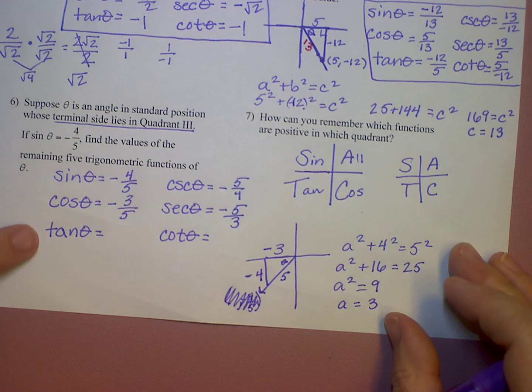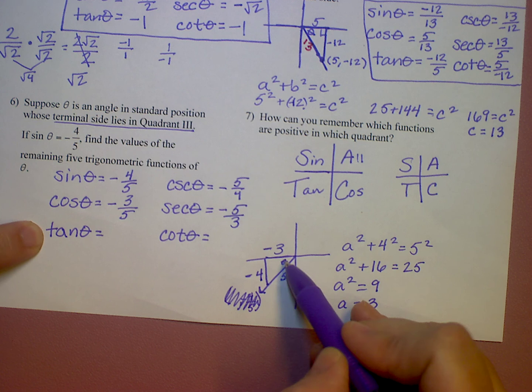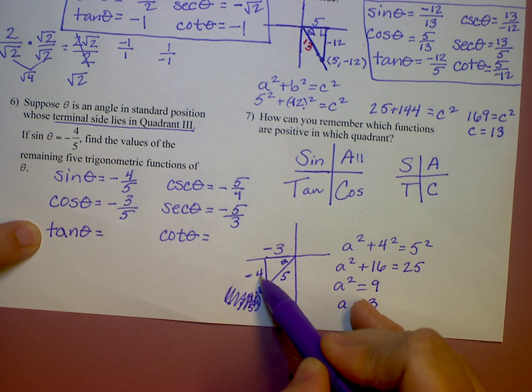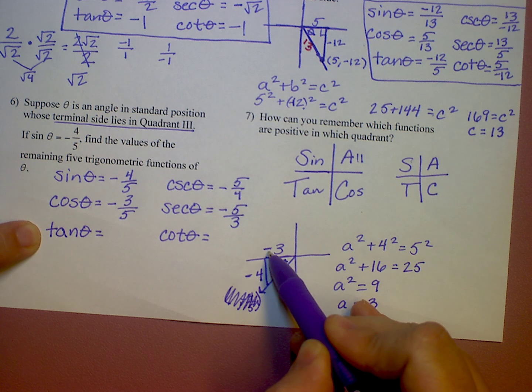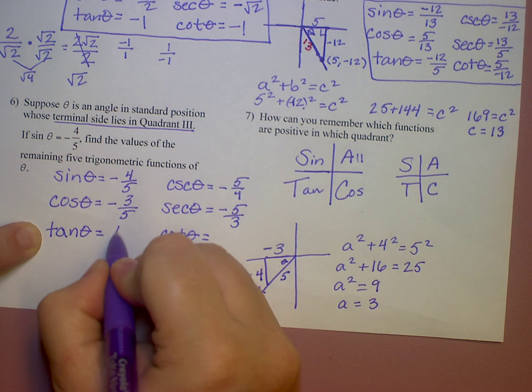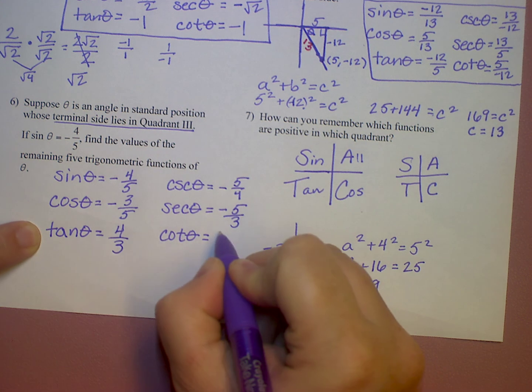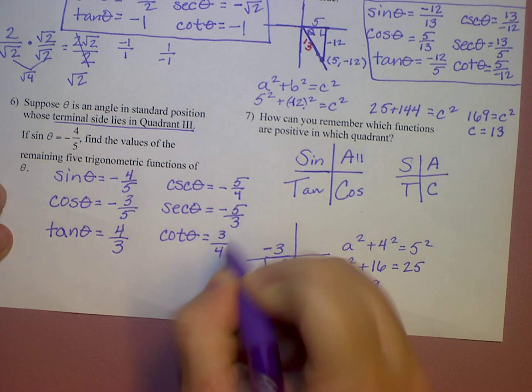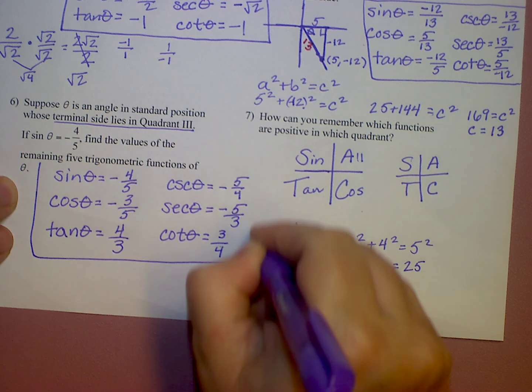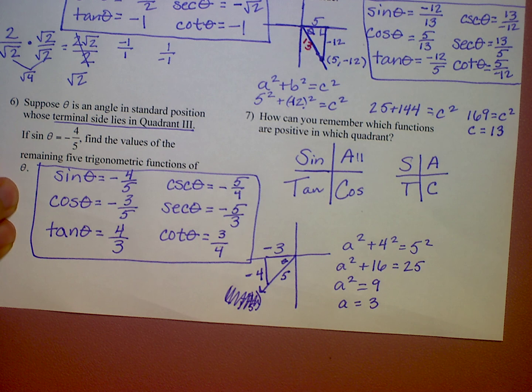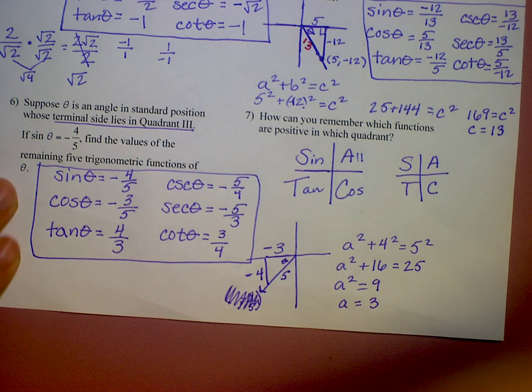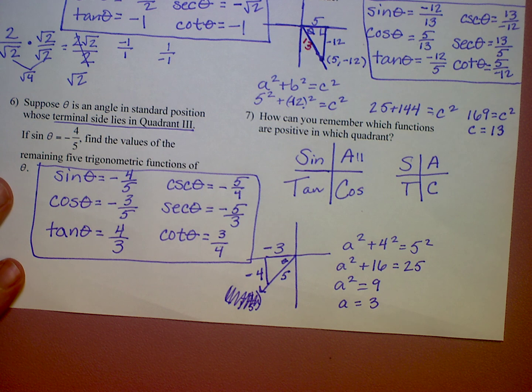And then finally tangent is opposite over adjacent. Negative over negative makes a positive. That is 4/3. Therefore cotangent is the reciprocal, 3/4. And that's what I've got. Any questions there? All right. Lost my mouse there. Where'd my mouse go? Okay.